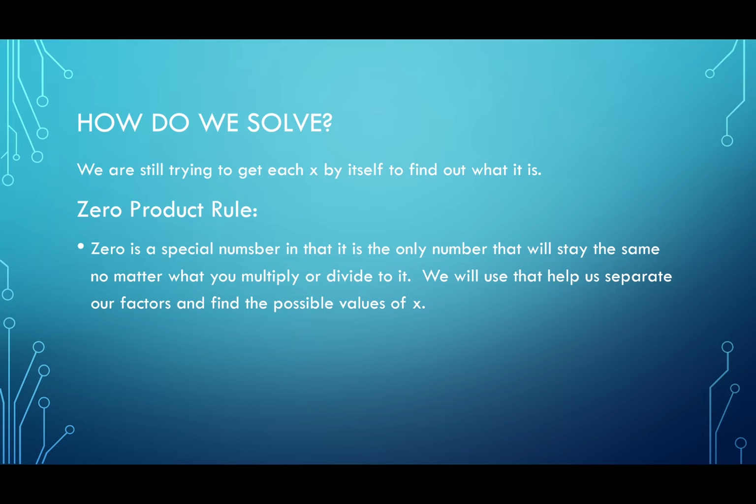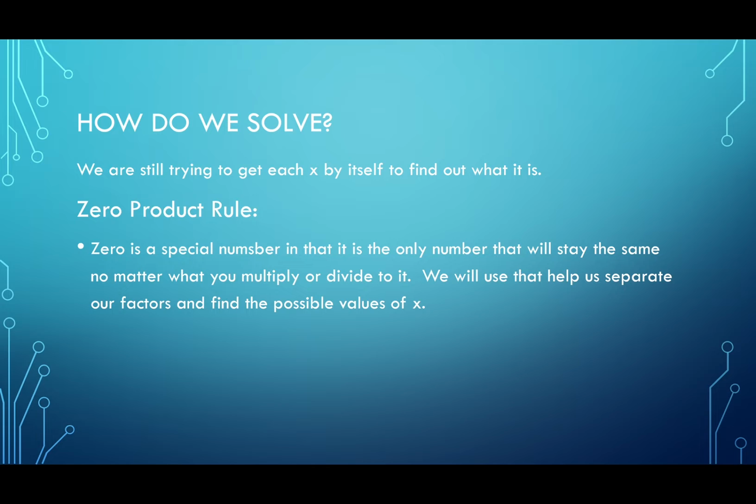And solving for that, which is what we're going to focus on today, is really just the same as solving anything else. We're just trying to get the x by itself to find out what that x is equal to. In this case, because we're multiplying two x's together, we're going to use a property of 0 that actually helps, and it's called the zero product rule.